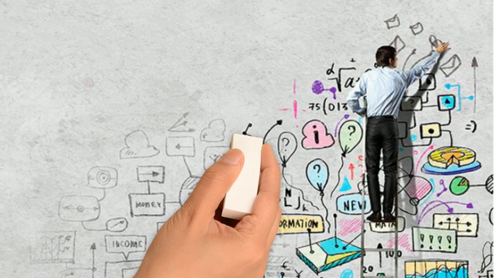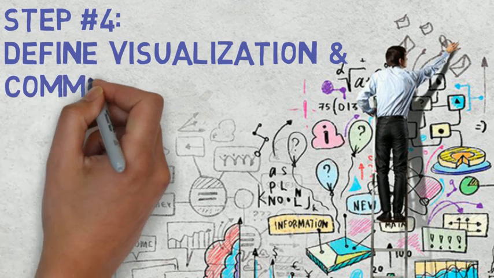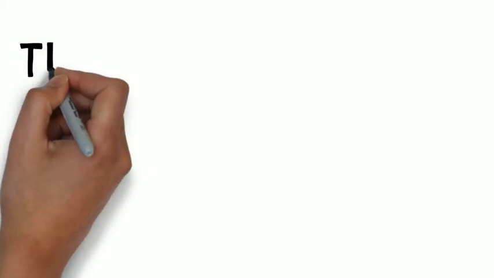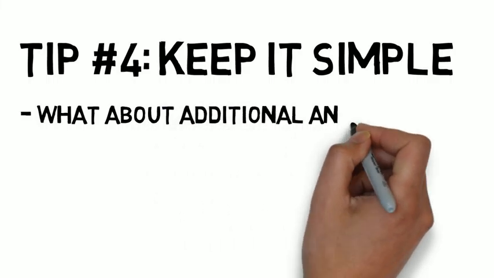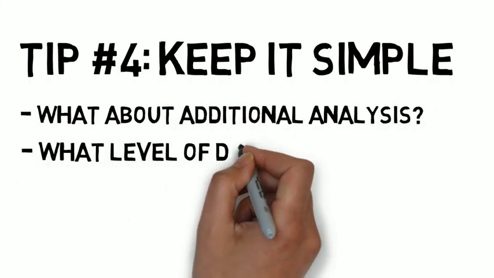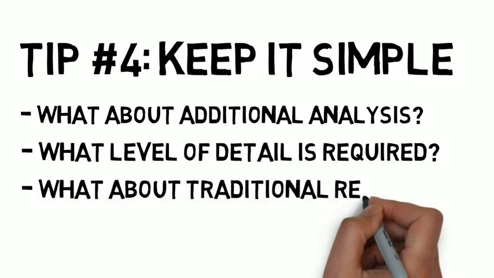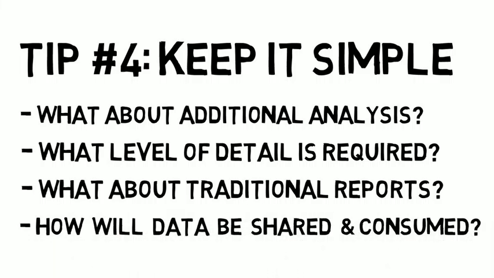Okay, so you've waded through the deep end of the pool and now we're ready for step number 4, define visualization and communication requirements. Here are a number of questions to ask yourself. What types of visualizations are required? Tip number 4, keep the visualization simple. Less is more. How will you support additional analysis and management by exception? What level of detail is required for analysis and drill down? Are traditional reports required? And finally, how will data be shared and consumed? At the office, via mobile or a browser, for an internal audience, or also externally?